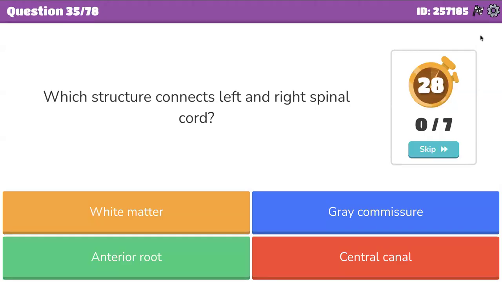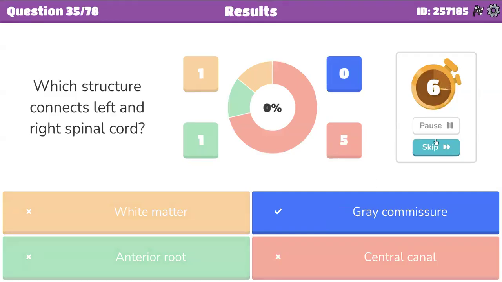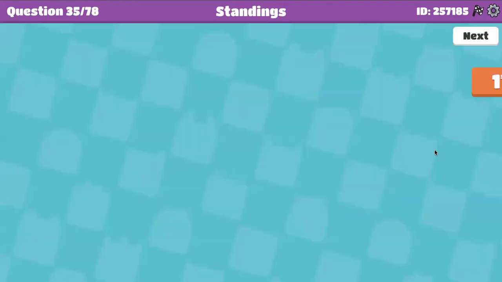Which structure connects left and right spinal cord? The gray commissure connects both.